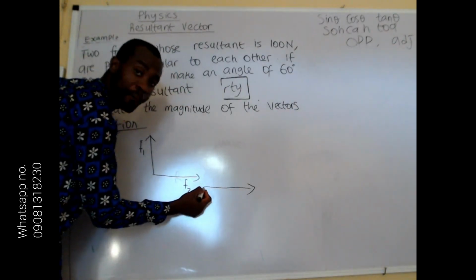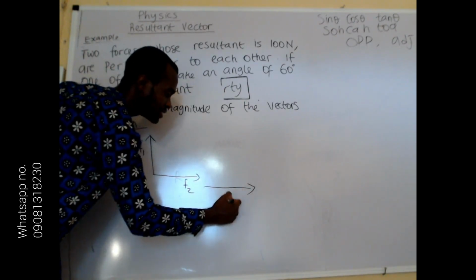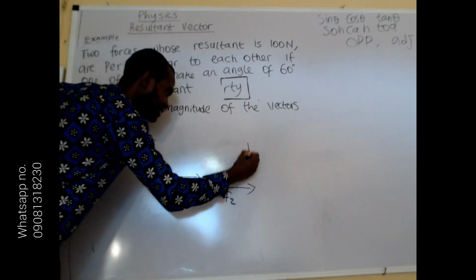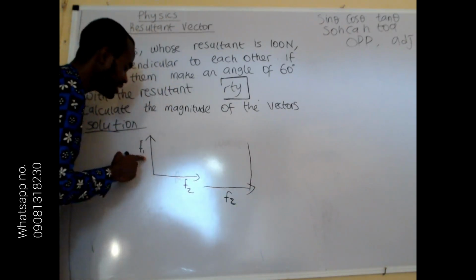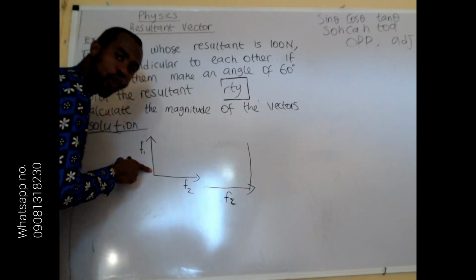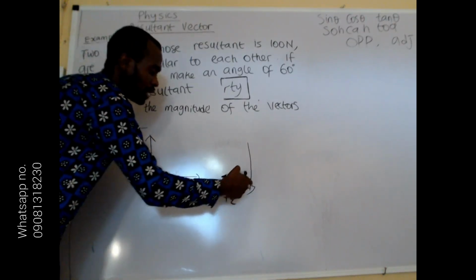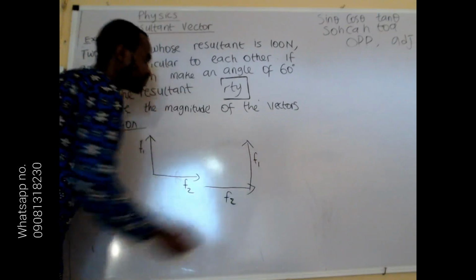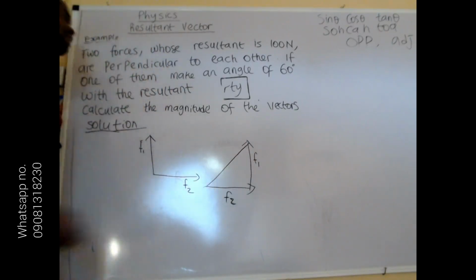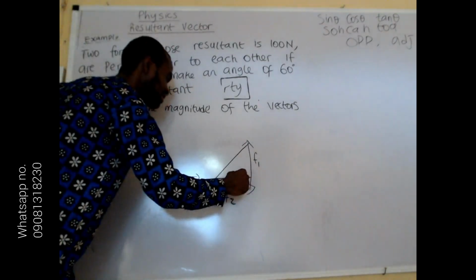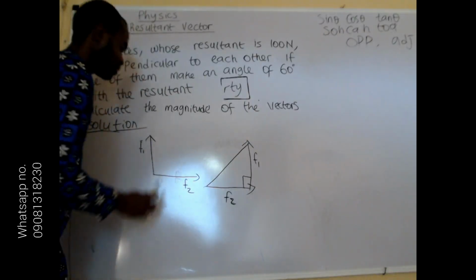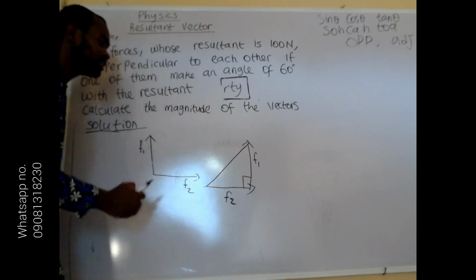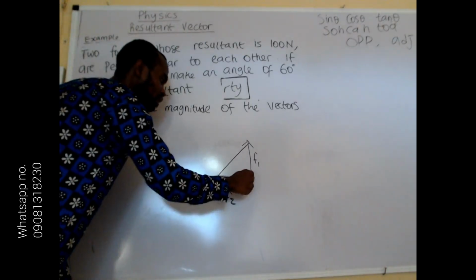This is the initial point and this is the terminal point. Then you take the initial point of F1 and place it at the terminal point of F2, like this. Then you join it together. This angle is 90 degrees, because if you take it here at that same point, from the initial point to the final point, they are 90 degrees to each other.